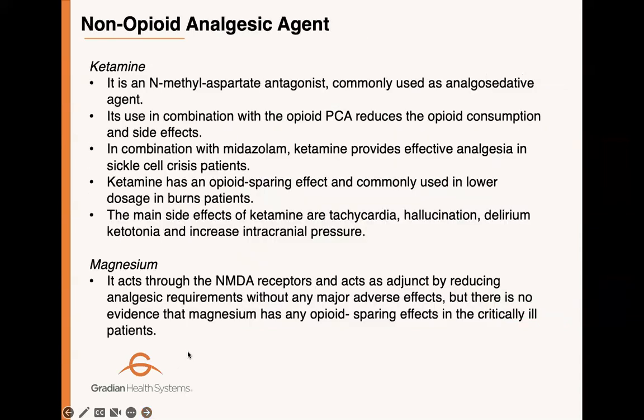Next. So ketamine has been identified as a very good drug that can be used for procedure analgesia in ICU. It acts on the NMDA receptor. So when used together with opioid, it can provide a very good analgesia for this procedure.